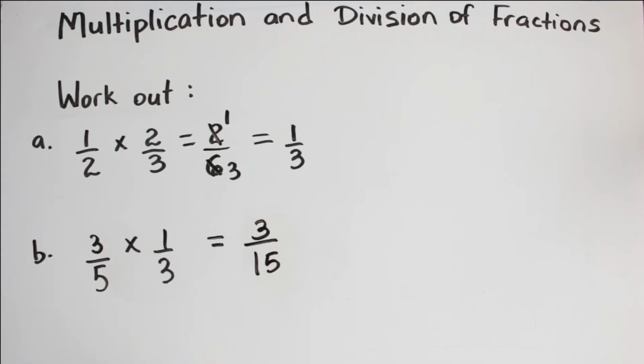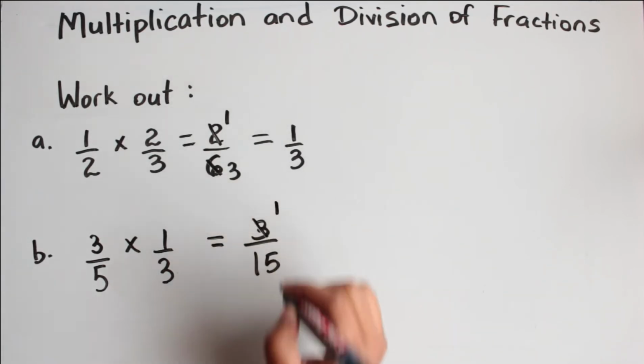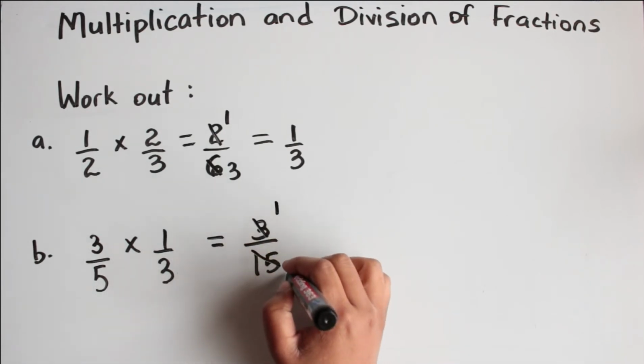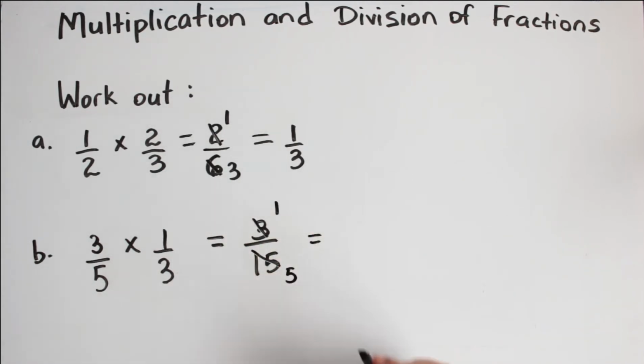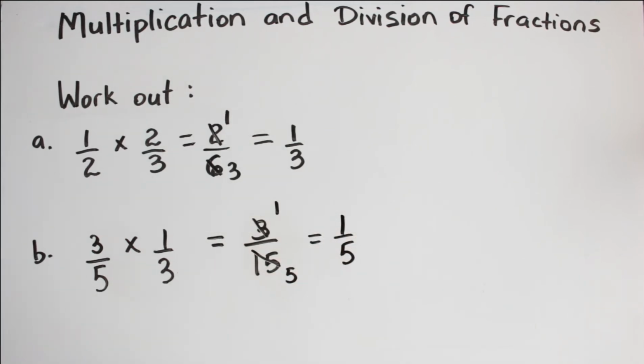So we find the common factor, which is the highest one. In this case, it is 3. So 3 divided by 3 is 1. 15 divided by 3 is 5. And our final answer is 1/5 in its simplest form.